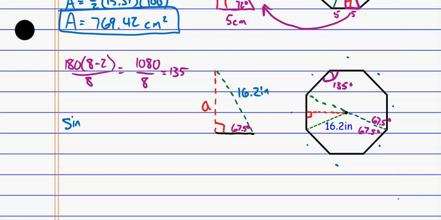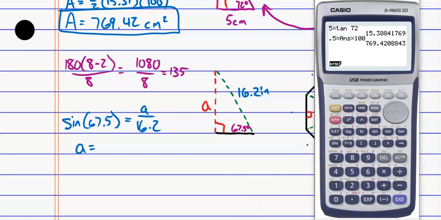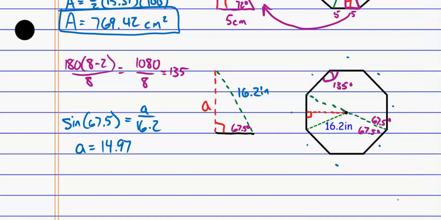So I'd say the sine of 67.5 degrees equals opposite over hypotenuse. And now from here, once again, I can cross multiply and solve this thing. And so again, let me pull up my calculator here. If I cross multiply and solve, I'm going to end up doing the 16.2 times the sine of 67.5. Okay? And it gives me a 14.97. And that's in inches.